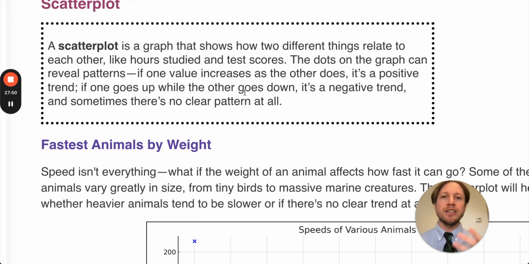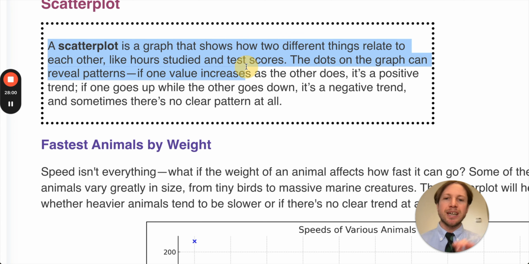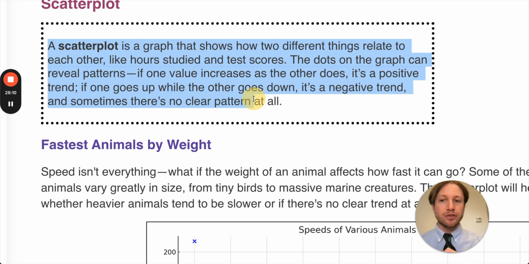In order to give you a good refresher to remember what a scatter plot is used for, let's read the introduction here. A scatter plot is a graph that shows how 2 different things relate to each other, like hours studied and test scores, for example. The dots on the graph can reveal patterns. If one value increases as the other does, it's a positive trend.